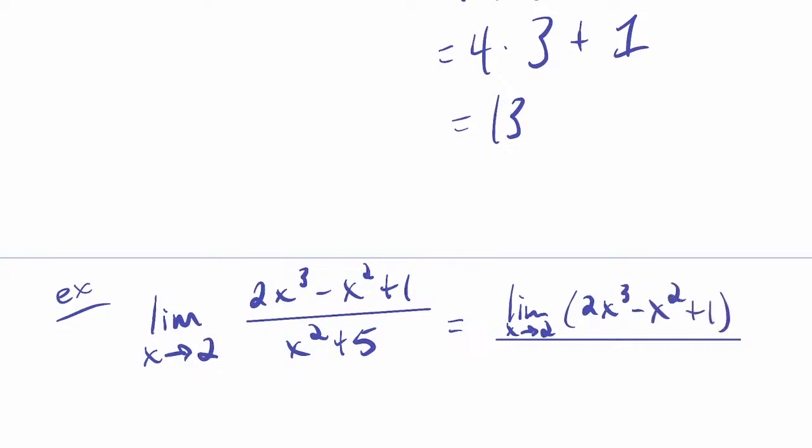And notice I'm using parentheses. If I don't write the parentheses, then that would mean I have the limit of 2x cubed, which is a number, and then separately I'm subtracting x squared and I'm adding 1. That the limit doesn't apply to the x squared unless I say it does. So I need the parentheses so that I'm saying what it applies to. Bottom limit, x goes to 2 of x squared plus 5.